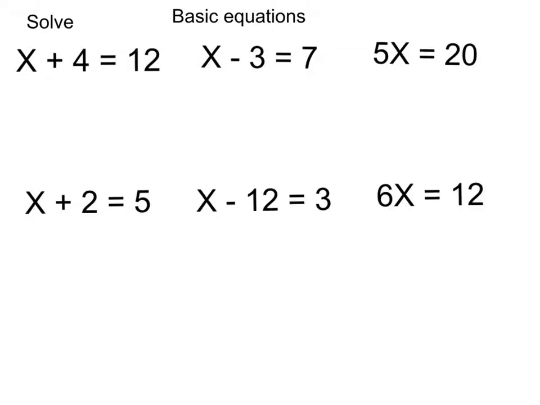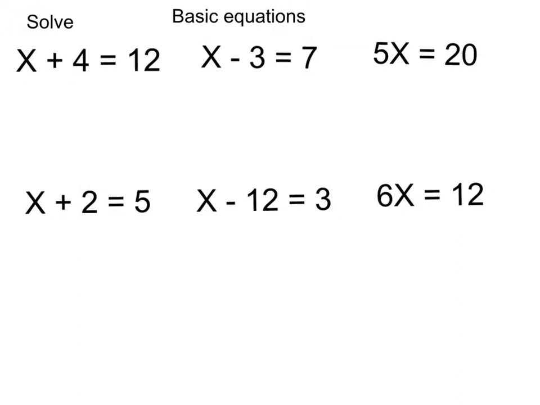Here's some equations for us to solve. Now, remember our overall tactic is to put all the numbers on the right-hand side and keep the letters on the left-hand side. And remember my two golden rules. 1, I do the opposite of what's already happening, and 2, I do the same to both sides.